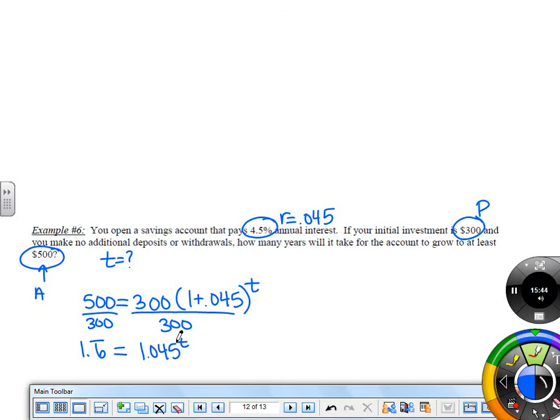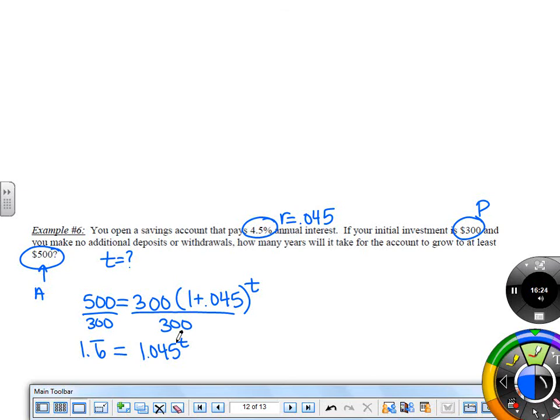Now, right now, we don't really have a way to solve for what's in the exponent. So you could guess and check to try different values of t. Or what you could do is you could enter the 1.045 to the x power in your y equals, and graph that. And you could look at the table, and you could see when it reaches as close as possible to 1.66666. So we'll see if we can figure that out.